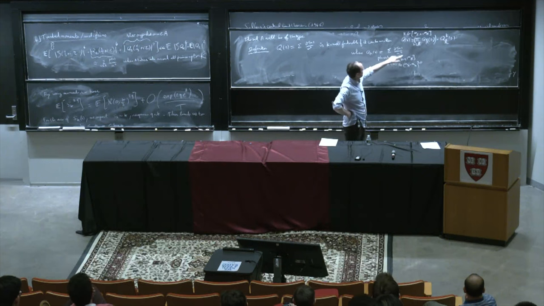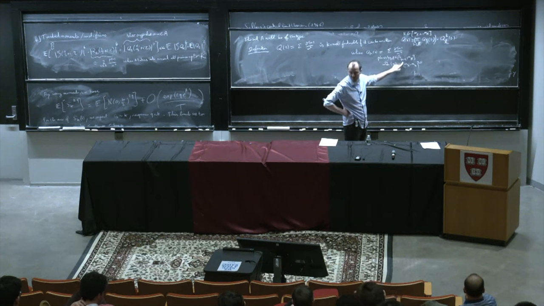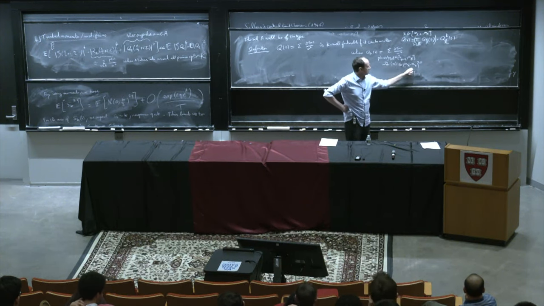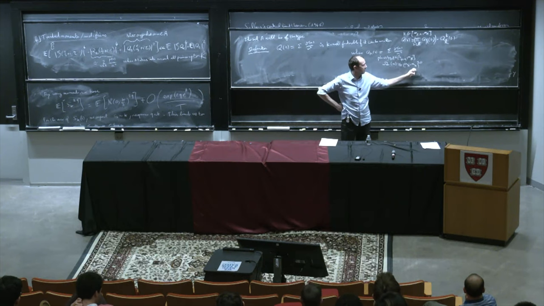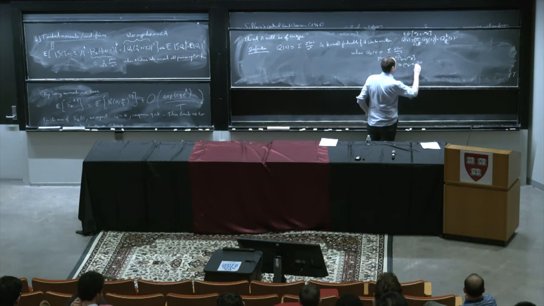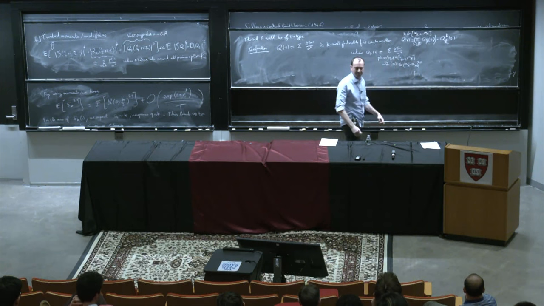So this is really just saying that it's supported on the numbers factorable as from primes in this interval. And this is saying that the number of primes is not too big. So this is, again, a typo, minus 1.